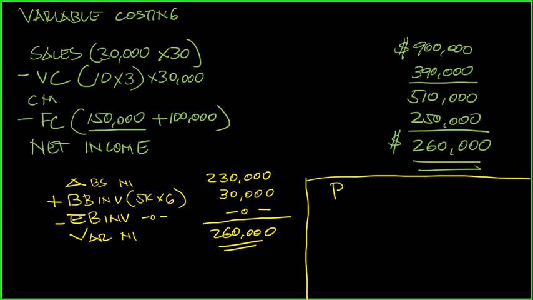When production is less than your sales, diba? We just produced 25,000 but we were able to sell 30,000 units. So what will happen? O, laging magkasama yung A at P. P, A. So if P is less, A is also less. What is A? That's your absorption costing net income. It will be less compared to your variable costing net income.